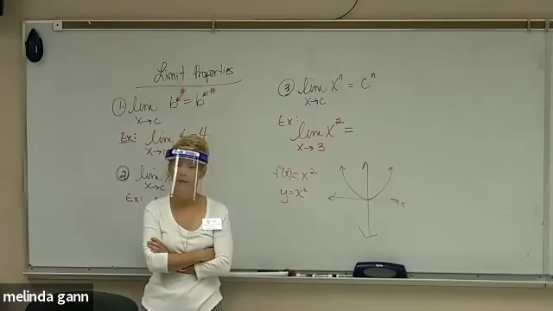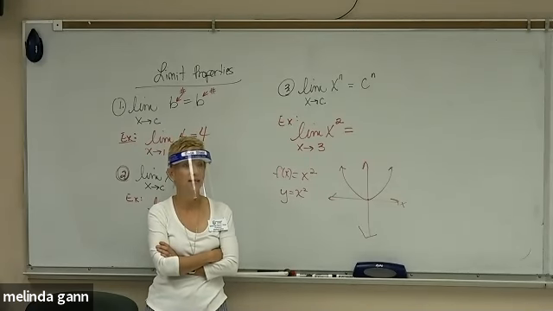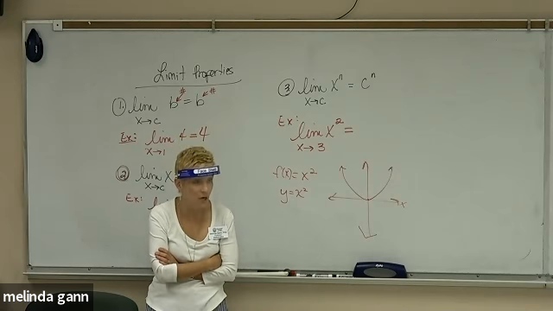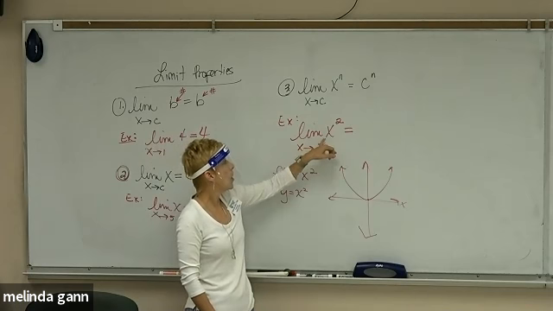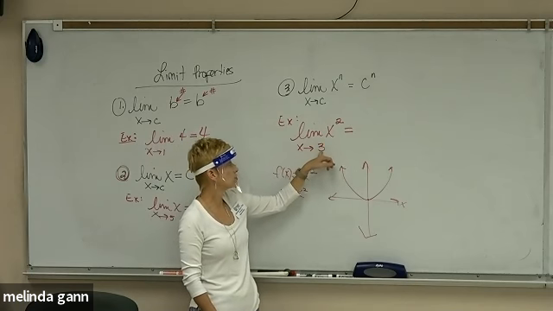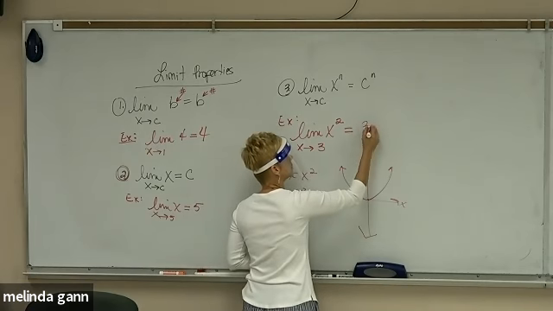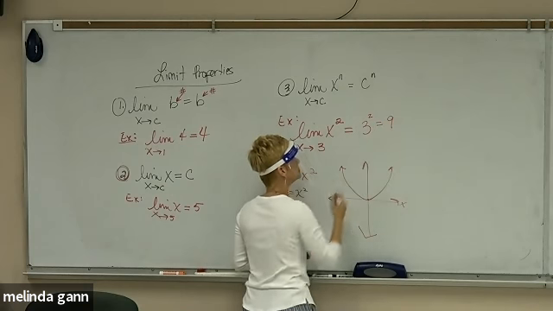How do you know, when I give you the x, what are you doing to get the y? Squaring it. So what if I tell you that your x is getting close to 5? What do you think your y is going to be getting close to? 25. So on this graph, when x is getting close to 3, what are you expecting y to be getting close to? 3 what? Squared, which is what? 9.